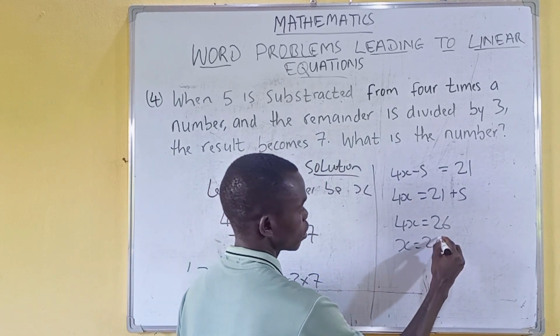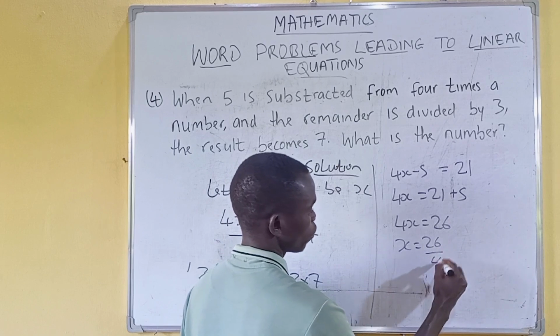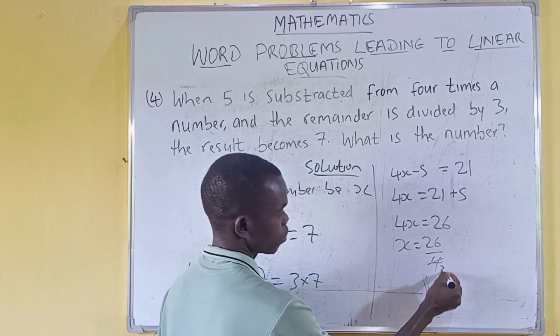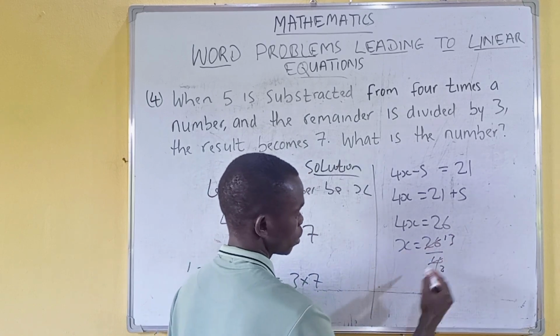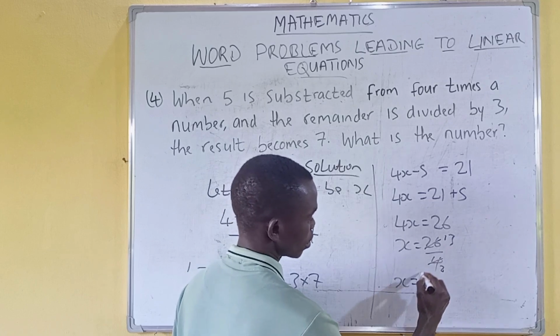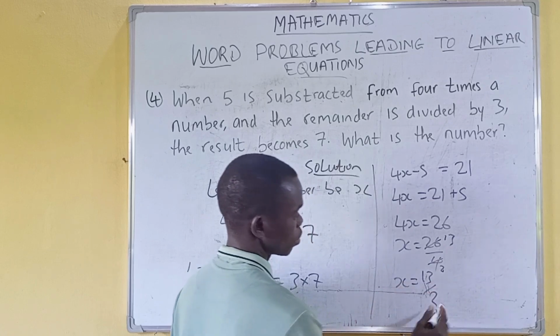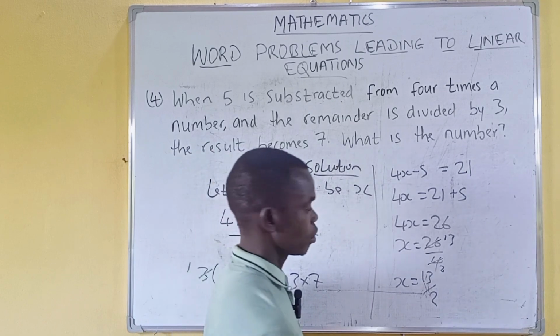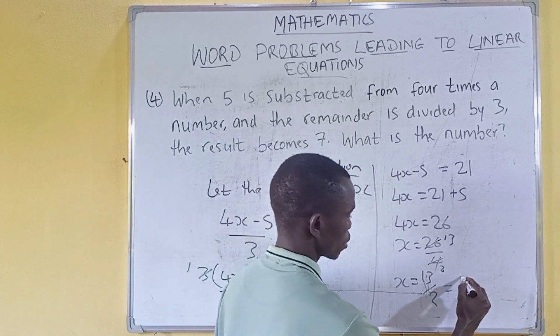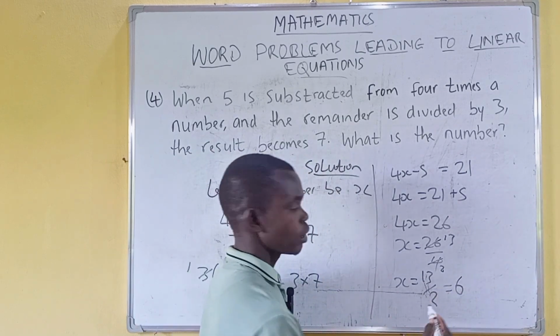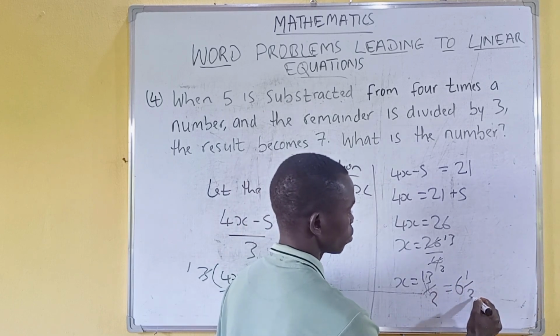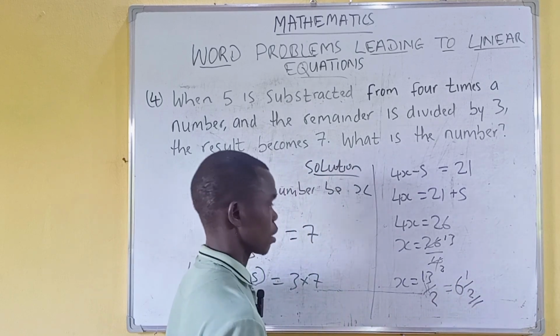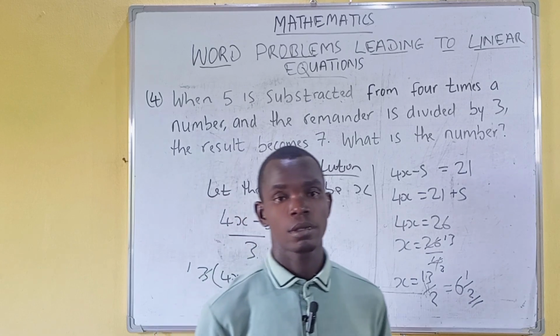S is equal to 26 divided by 4. 2 here we have 2, 2 here we have 13. So this will be s is equal to 13 divided by 2. And 13 divided by 2, we have 6 whole number, remainder 1 divided by 2. So this is our answer to this question.